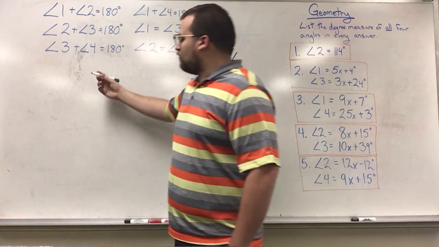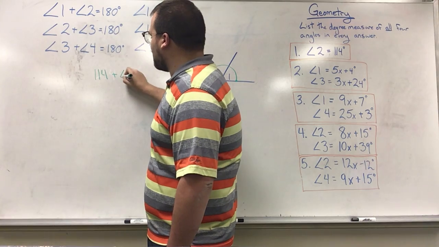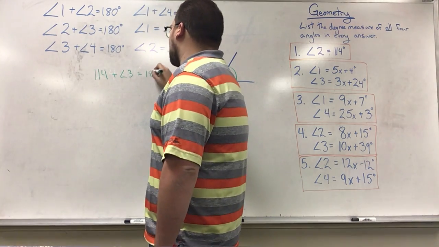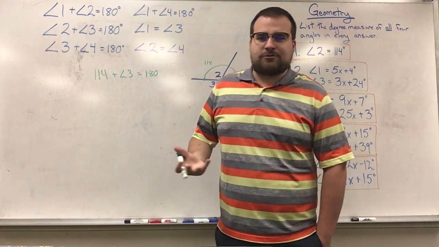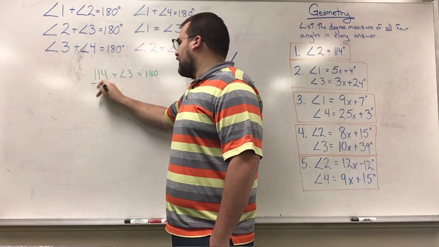So let's go ahead and write that. So 114 for angle 2 plus angle 3 equals 180. Well, this is a pretty simple one-step algebra problem, right? Let's just get angle 3 on its own. Minus 114.